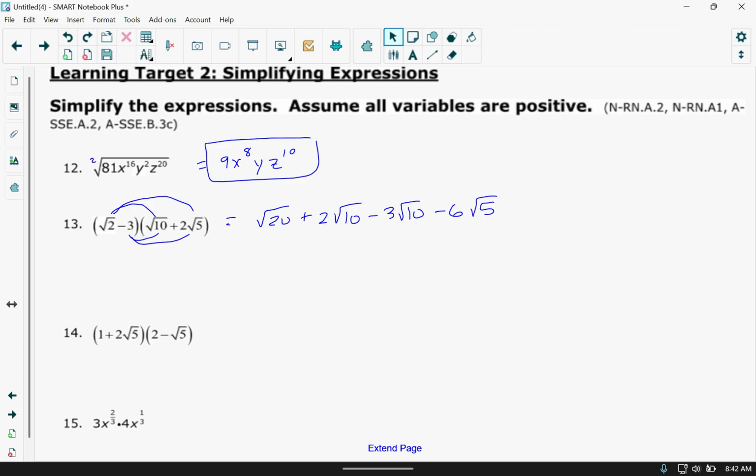Now right away, the radical 10s can combine. So in the middle, I'll have negative radical 10. The 20 can break down into 4 times 5, so the square root of 4 is just 2 radical 5. And then if I bring down the last term, which was negative 6 radical 5, now that matches the 2 radical 5. So 2 minus 6 is negative 4 radical 5, and then minus radical 10. So negative 4 radical 5 minus radical 10.